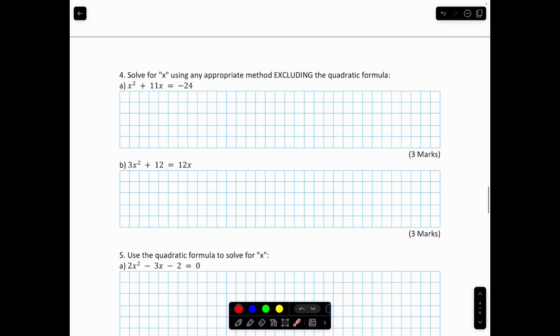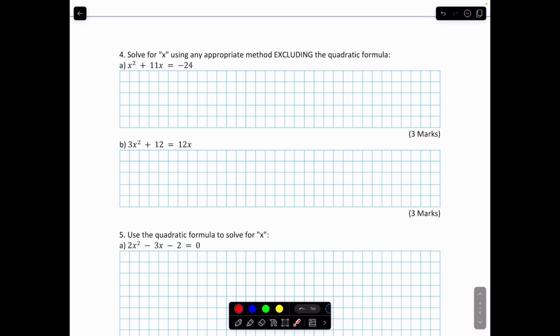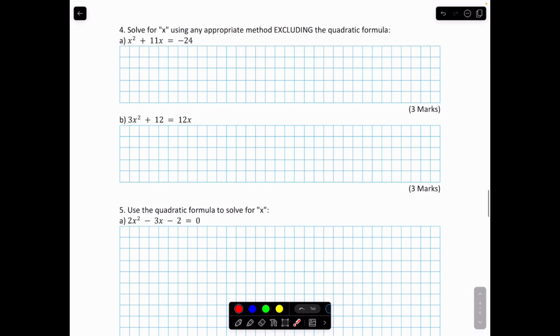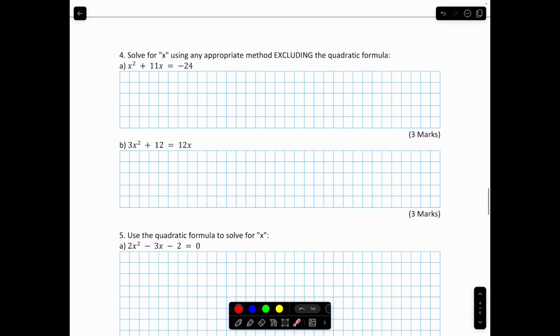Solve for x using any appropriate method, excluding the quadratic formula. So that was a requirement for the people doing the full test. But you can solve using quadratic formula if you want. I'll give you the full marks for that. I'll show you the proper way. First, I need to make it equal 0 anyway. Opposite of taking 24 is adding 24.